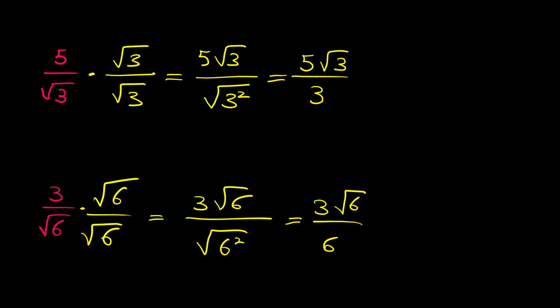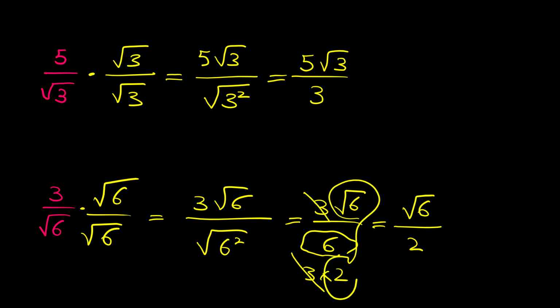If you pay attention, you can simplify this answer a little more, because 3 and 6 have a common factor, that is 3. 6 is 3 times 2. So if we simplify this answer, we can write the answer in the form of radical 6 over 2. Again, this is because 6 is 3 times 2. If we cancel 3 with 3, we have radical 6 divided by 2. And this is the final answer for this question.